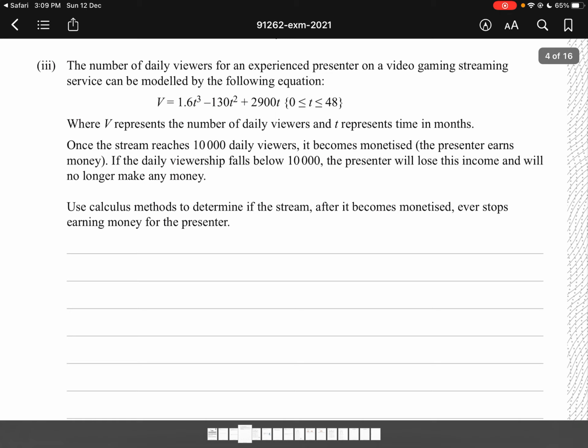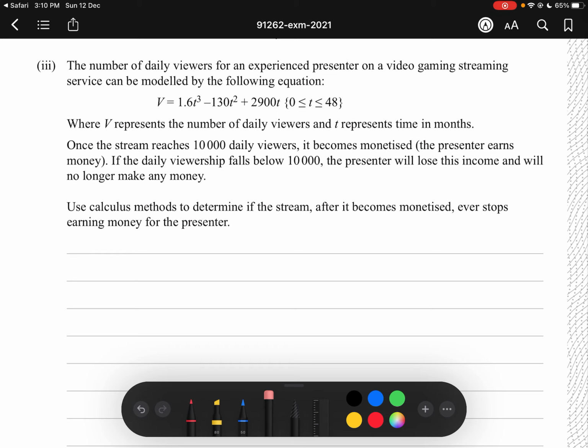The number of daily viewers for an experienced presenter on a video gaming streaming service can be modeled by the following equation. So that's the equation. V is the number of daily viewers and t is the time in months. Once the stream reaches 10,000 daily viewers, it becomes monetized. If the daily viewership falls below 10,000, the presenter will lose his income and will no longer make any money. Use calculus methods to determine if the stream, after it becomes monetized, ever stops earning money for the presenter.